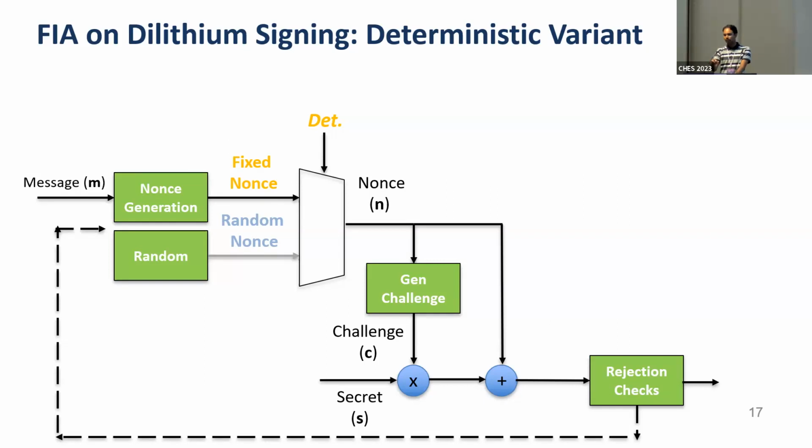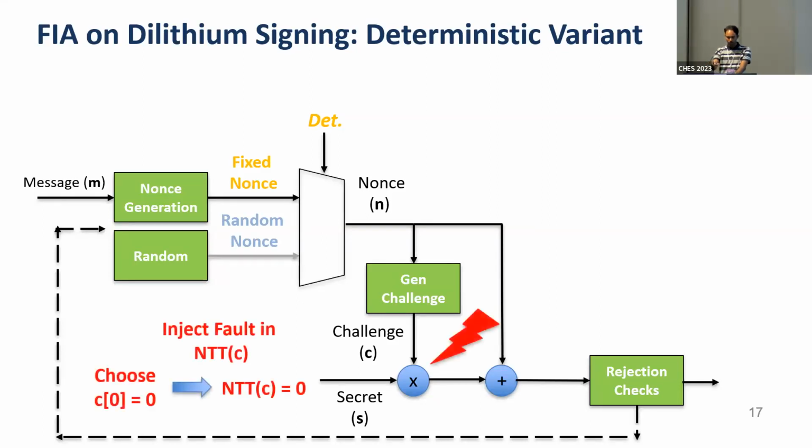In the deterministic variant, you are basically generating a nonce from the message. You then use the nonce to generate a challenge, you multiply the challenge with the secret, you add the nonce to this product, you perform several rejection checks, and then you output the signature. So what we want to do is inject a fault in this particular polynomial multiplication operation, which is the multiplication of the secret with the challenge.